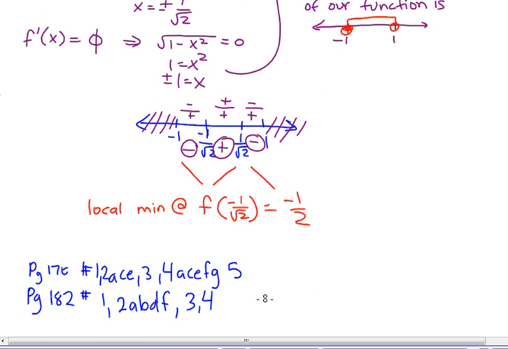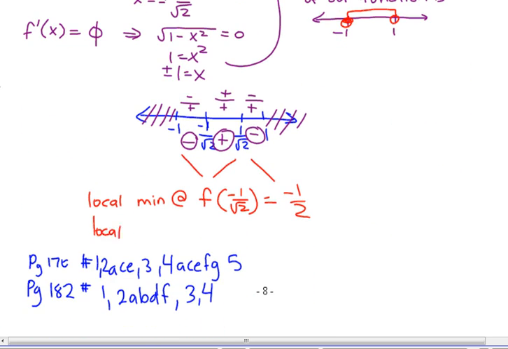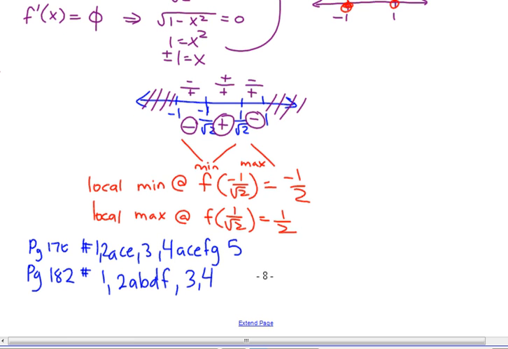Okay, so then we have a local. So this was a min. This is a max, boys. At f of 1 over root 2, which equals a half. Okay, so when we actually get to the graphing components, you're going to figure out the local min and max, and then we're going to actually plot those points. We also have to figure out other things, but that's part of it. So you'll have to know when it's increasing, decreasing, when is it concave up, concave down, critical values, inflection points, all that good stuff.